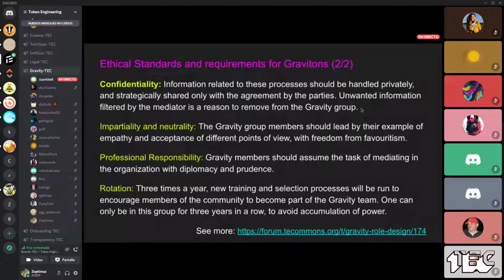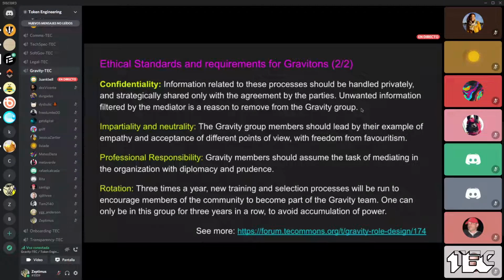And the idea here is not to expose anyone, but to help in reaching solutions. So yes, confidentiality is something really important. Also because when people open up about conflicts, they may say things that, because of their initial state of mind, hyper aroused, do not accurately reflect their point of view on the conflict, and leaking that information could leave them in a bad place. So it's really important for the gravitons to be able to keep this information confidential.